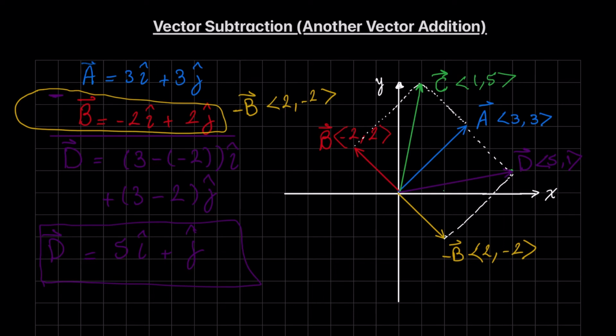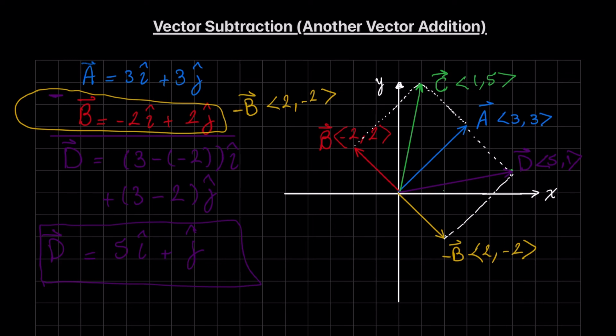So let's take the previous example. Let's say A is still (3, 3), and B is still (-2, 2), as you can see in the figure, and vector C, as we saw in the previous slide, is going to be (1, 5). When we add up A plus B, we got vector C, which was (1, 5). What about if we want to do A minus B?